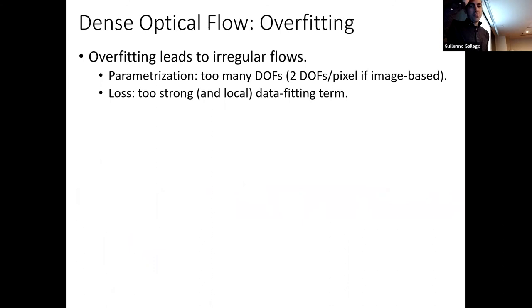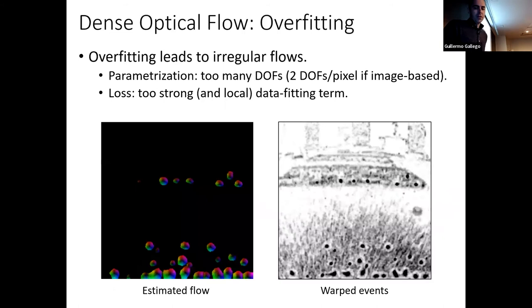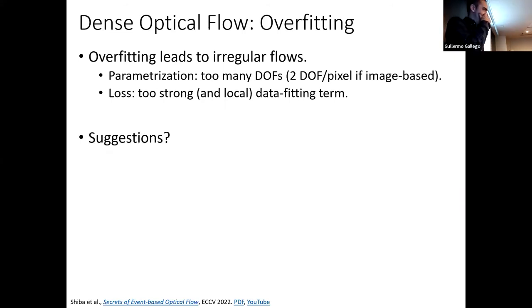So overfitting leads to irregular flows. The problem is that there are too many degrees of freedom, ideally one vector per pixel, so 2 degrees of freedom per pixel of the image plane. And the loss is too strong. It can push these events to collapse. So any suggestions, how could we address these issues?